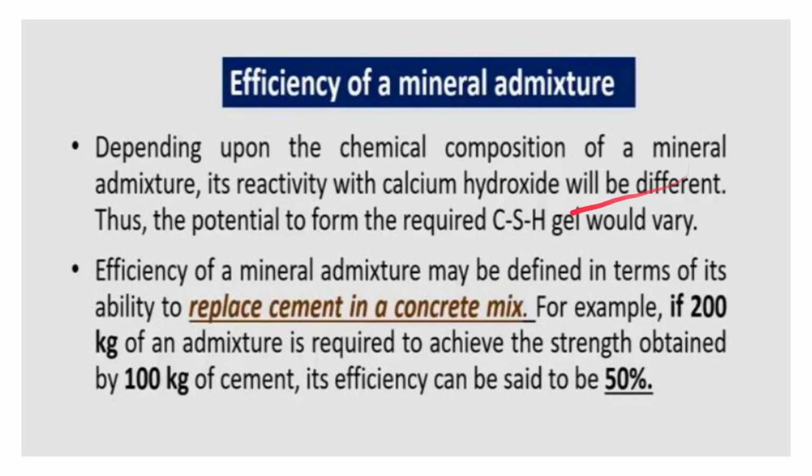So depending upon the chemical composition of the mineral admixture, its reactivity with calcium hydroxide will be different, and thus the potential to form the required CSH gel would also vary. The efficiency of a mineral admixture may be defined in terms of its ability to replace cement in a concrete mix. If 200 kg of an admixture is required to achieve the strength obtained by 100 kg, its efficiency will be 50%. So if we want 100 kg and a mineral admixture of 50% efficiency is used, for 100 kg we have to double it. That means we have to divide by the efficiency, then we will get the total amount required.